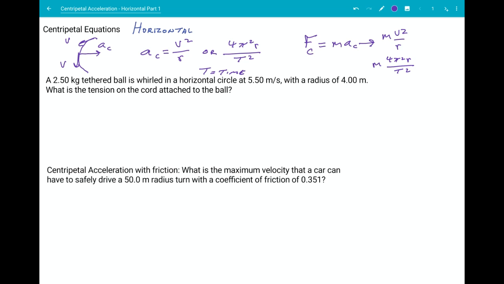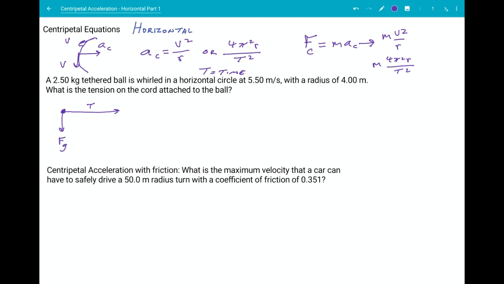Let's look at the question below. A 2.5 kilogram tethered ball is whirled in a horizontal circle at 5.5 meters per second with a radius of 4.00 meters. So what's the tension? Always start with a free body diagram. So here's our ball. Here's our cord, and there's a tension. And also there is another vector, the weight. The weight is straight downward.